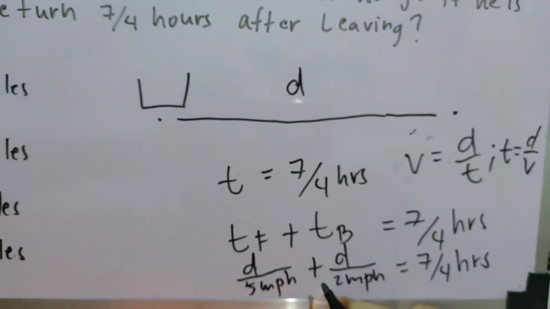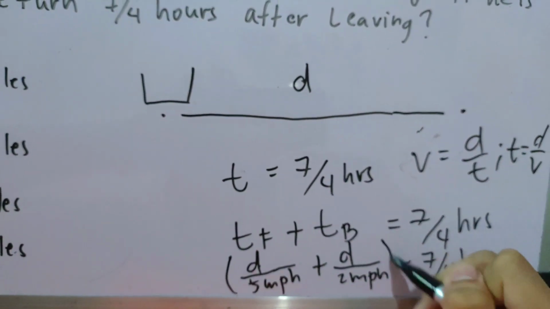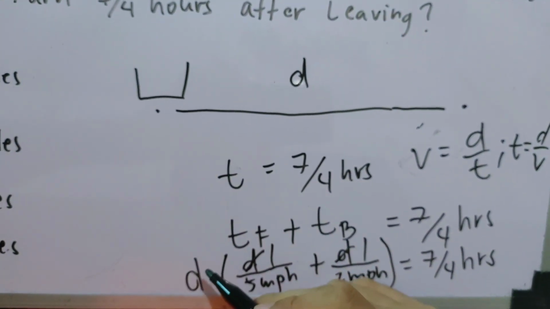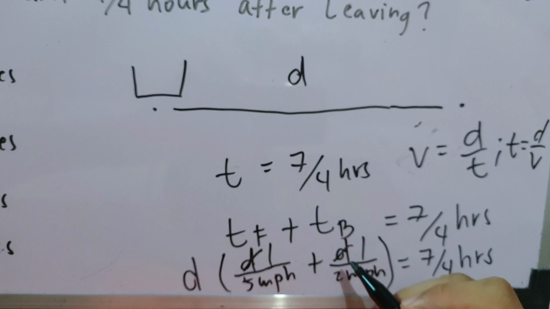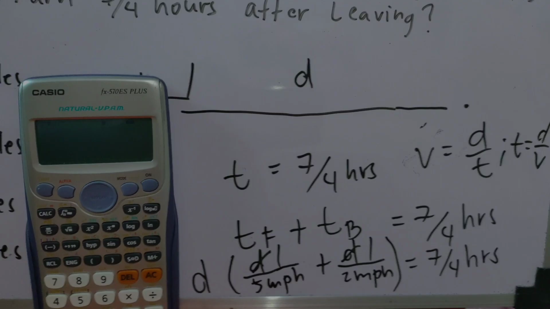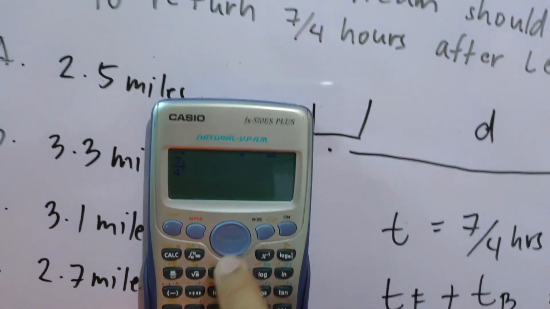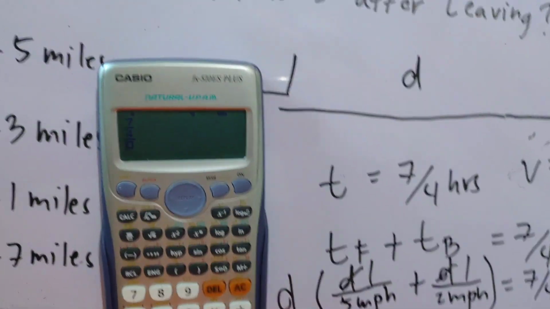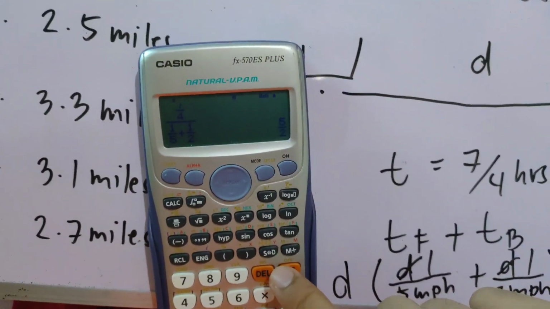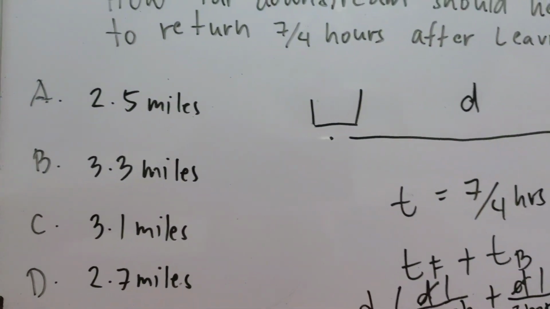So madali lang to, one equation with one unknown lang. So i-solve natin to sa calculator. So bale to, pwede nating tanggalin yung D. I-factor out natin yung D. Tapos yung value ng distance natin is equal to 7 over 4 divided by 1/5 plus 1/2. At yung distance natin ay in terms of miles. Kasi makakancel yung hour dito, tsaka yung per hour dito. So pag kinumpit mo yun sa calculator, 7 over 4 divided by 1/5 plus 1/2. So ang sagot dito ay 5 over 2 or 2.5 miles. So based sa choices, letter A ang tamang sagot.